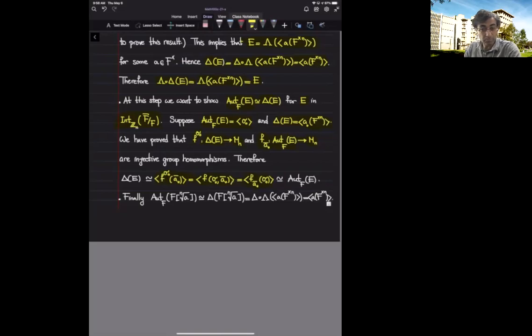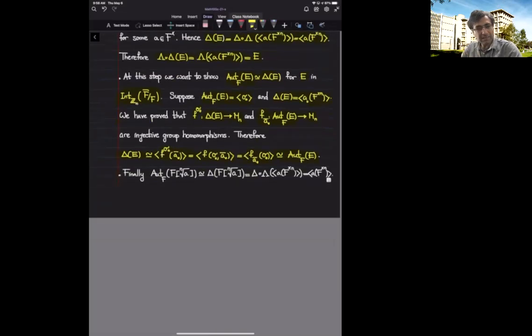And both of these group homomorphisms are injective. So the domain of the first one is isomorphic to this image, and the domain of the second one is also isomorphic to this image. So altogether, we deduce that delta of E is isomorphic to the group of automorphisms of this extension. As you can see, the argument is not providing a natural isomorphism between these two groups, but rather showing that there exists some isomorphism between them. We show that both of them are cyclic groups of the same order, so that's why they are isomorphic.